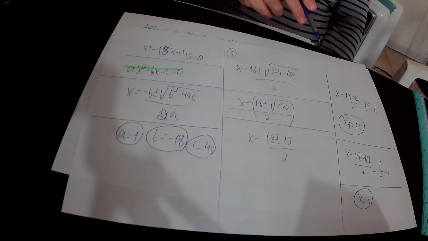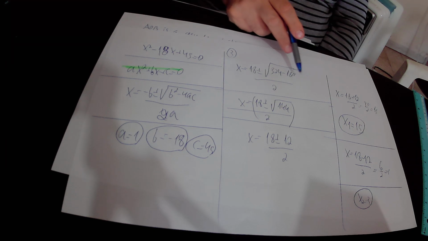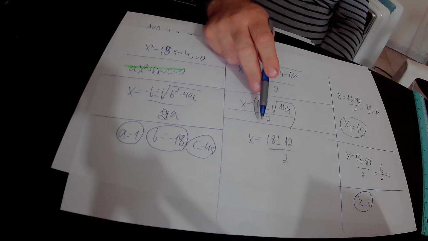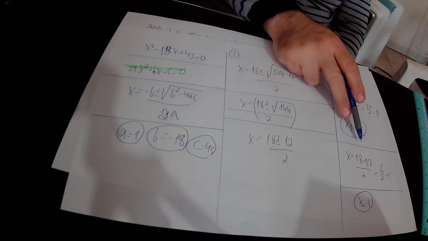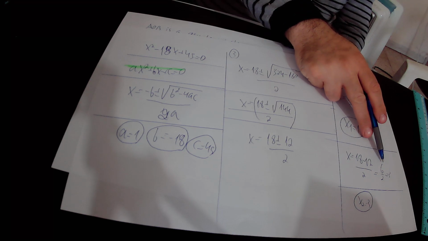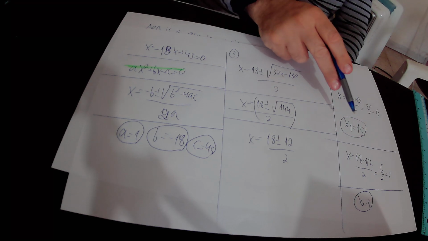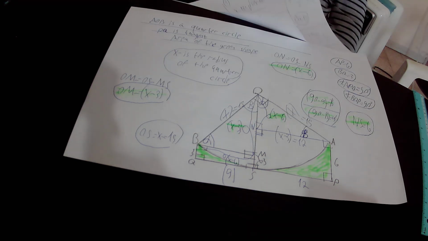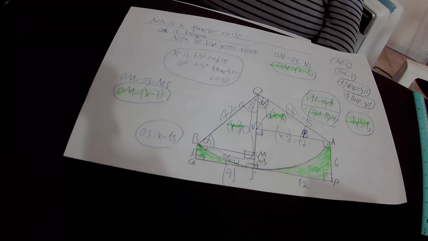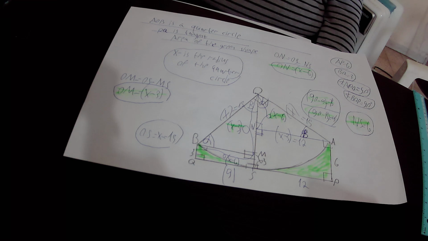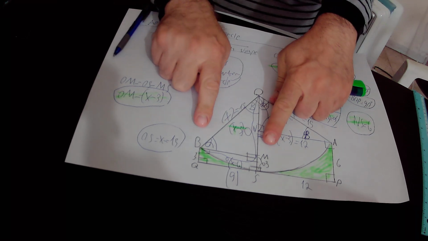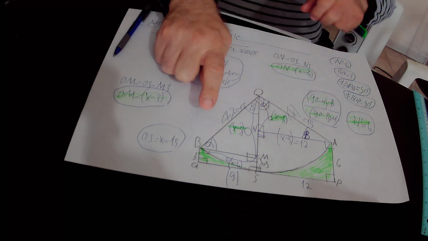So the first solution, x1 equals 15, and the second solution is x equals 18 minus 12 over 2. 18 minus 12 is 6, and 6 over 2 is 3. So the second solution, x2 equals 3. The second solution is incorrect. Why is the second solution incorrect? Because we have already found that the length of the line is x minus 6.